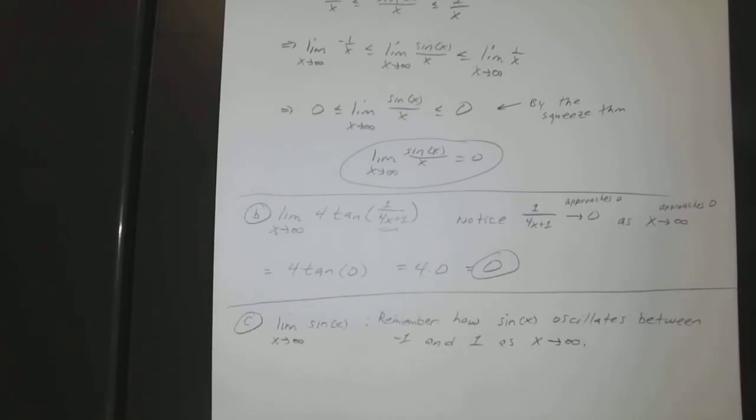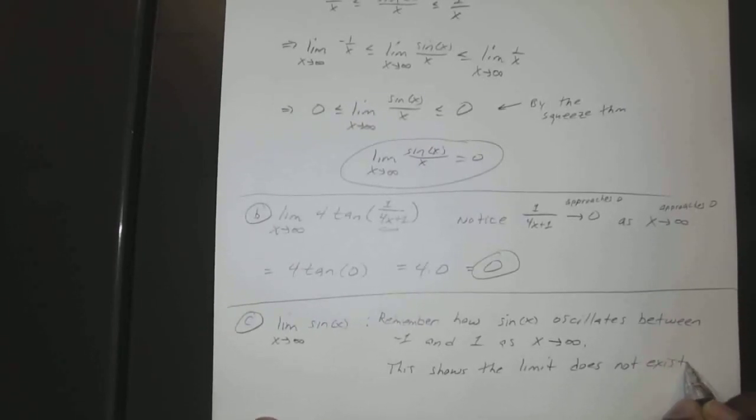Okay. So since it just bounces around and doesn't approach any particular value, the limit doesn't exist. It wouldn't be infinity because it doesn't approach infinity. It just bounces over and over forever and ever. This shows the limit does not exist. Okay, and this is actually the same for the limit of cosine of x.